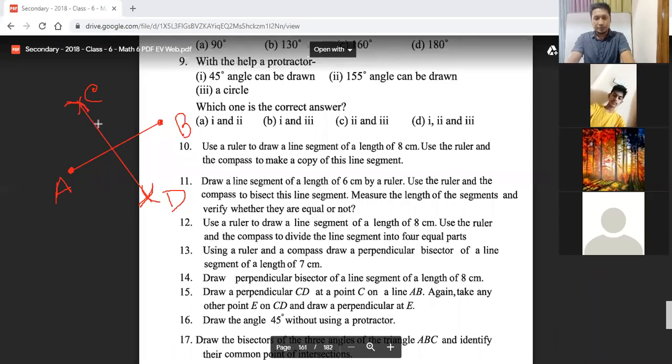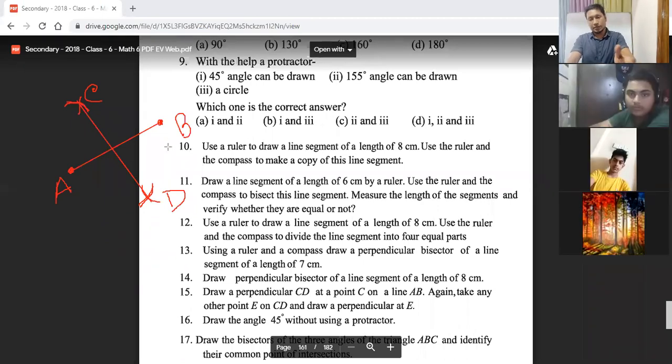But you have to consider that CD goes through the midpoint of AB. In your exam, since you will use a ruler and a compass, your construction will be perfect, and it will obviously pass through the midpoint of AB. So this is the process of number 11.